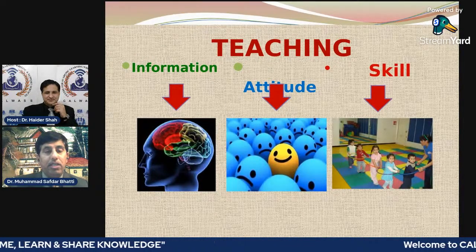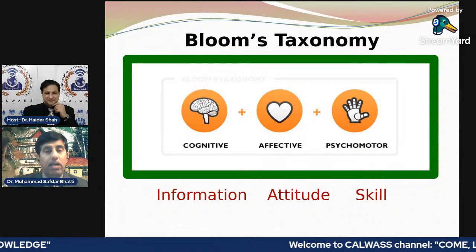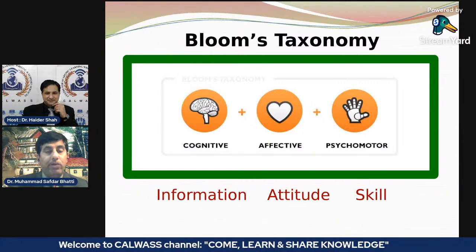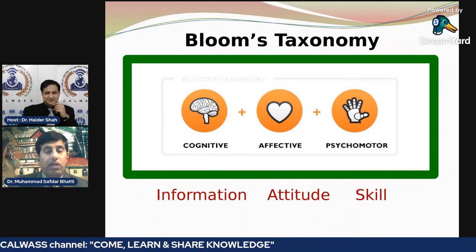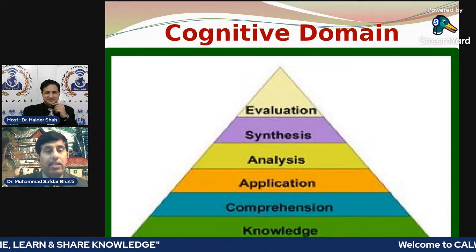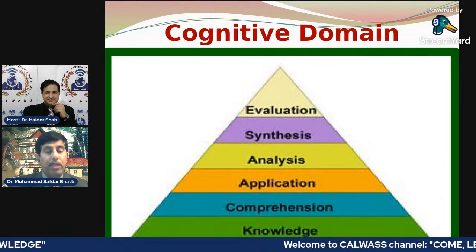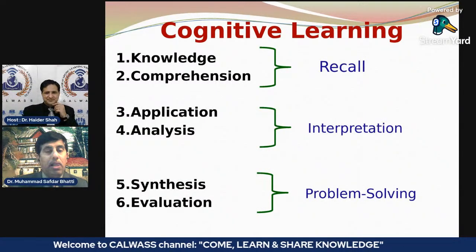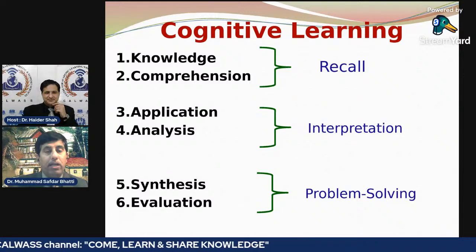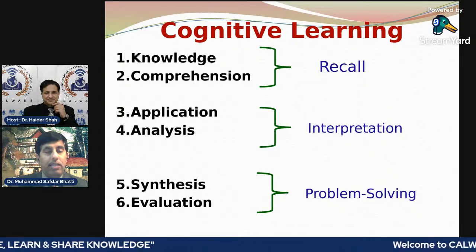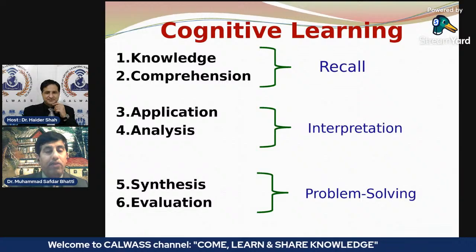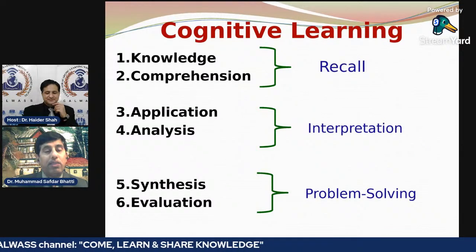In teaching, there come information, attitude, and skill. According to Bloom's taxonomy, information comes under cognitive, while attitude comes under affective, and skill comes under psychomotor. The cognitive domain has knowledge, comprehension, application, analysis, synthesis, and evaluation. Basically, knowledge and comprehension come under recall, while application and analysis come under interpretation, and synthesis and evaluation come under problem solving. So, these are the skills which are expected from the students, especially the students of the 21st century.